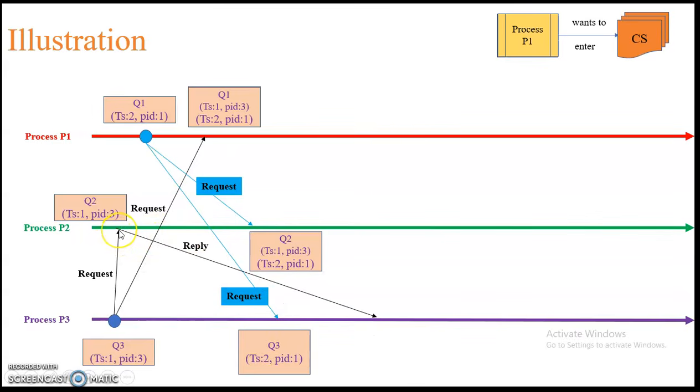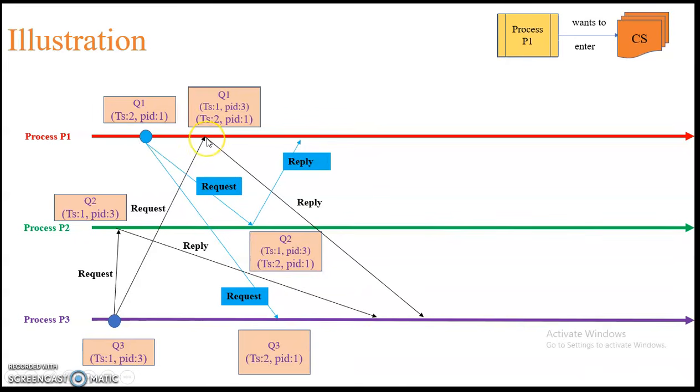Now process P2 is not involved anywhere. It does not want to enter into the critical section, nor is it accessing the critical section. So immediately process P2 sends a reply message to P3 saying that you can go ahead and use the critical section, I am not interested. Similarly, process P2 sends a reply message to P1 saying that I am not using the critical section, you can go ahead and execute the instruction.